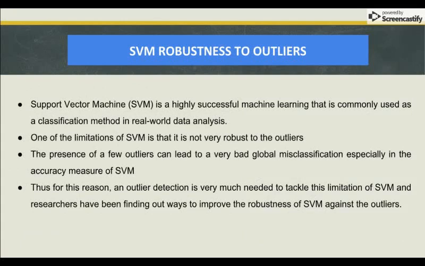SVM robustness to outliers. Support vector machine, SVM, is a highly successful machine learning method that is commonly used as a classification method in real-world data analysis. One of the limitations of SVM is that it is not very robust to outliers. The presence of a few outliers can lead to a very bad global misclassification, especially in the accuracy measure of SVM. Thus, for this reason, outlier detection is very much needed to tackle this limitation of SVM, and researchers have been finding ways to improve the robustness of SVM against outliers.